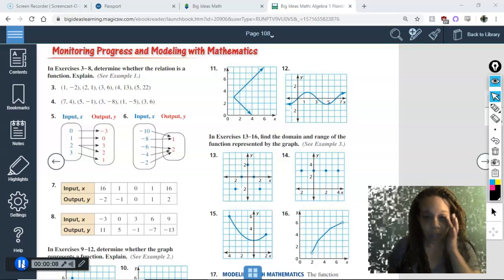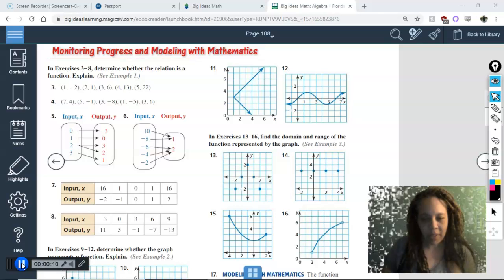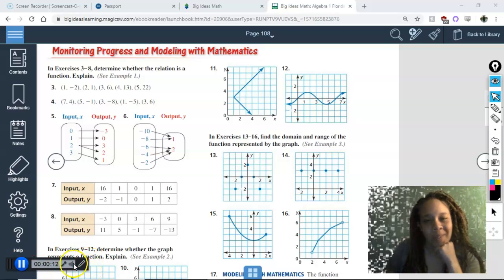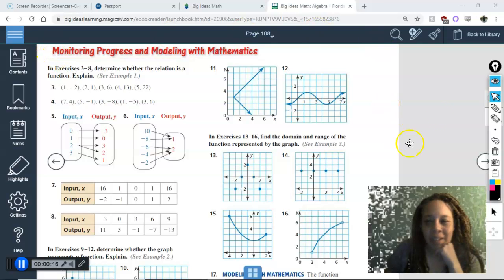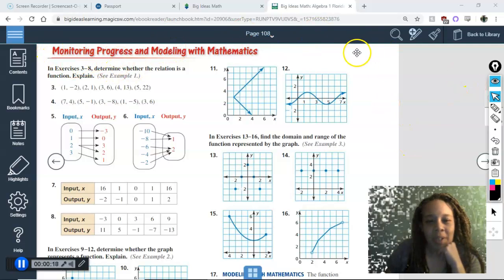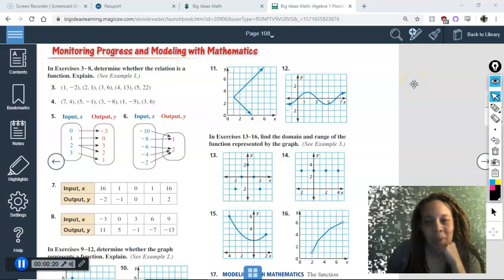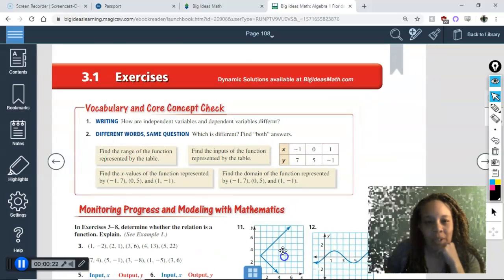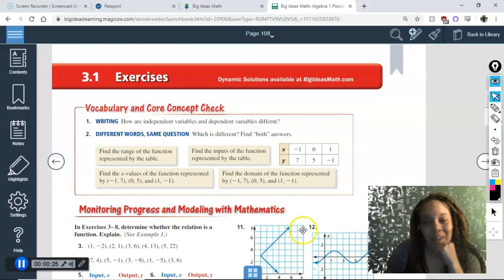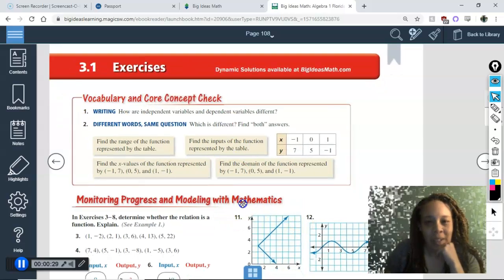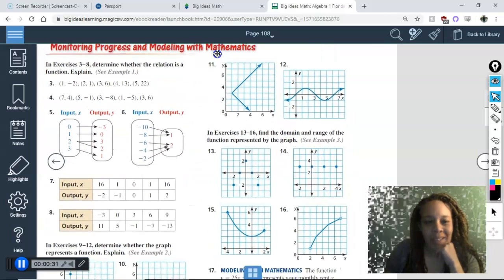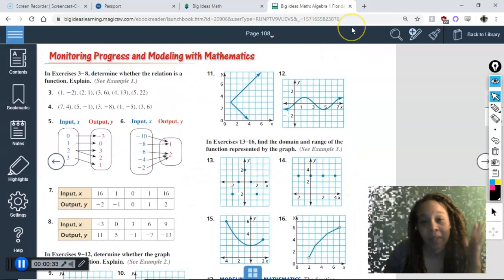We are looking at relations and functions. We're in chapter 4 of our Algebra 1 book here in Alachua County District. So we're going to jump right into this. It says monitoring progress and modeling with mathematics. This is our practice page for chapter 3, I'm sorry, chapter 3, so we're in section 3.1, and we're on page 108. If you want to follow along, feel free to follow along.